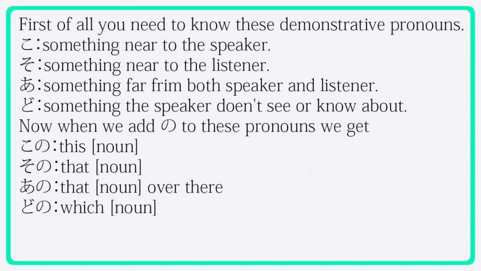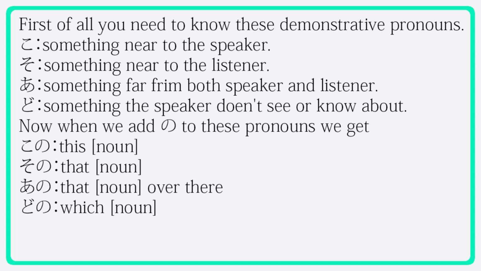First of all, you need to know these demonstrative pronouns. Ko, something near to the speaker. So, something near to the listener. A, something far from both speaker and listener. Do, something the speaker doesn't see or know about.